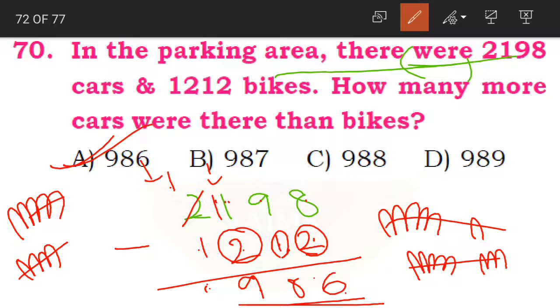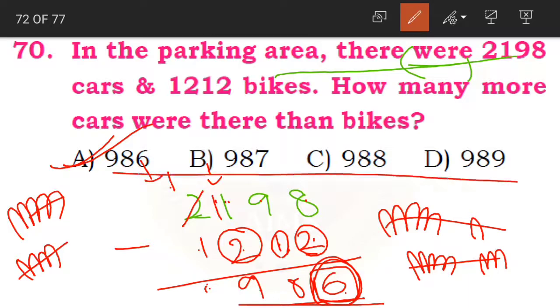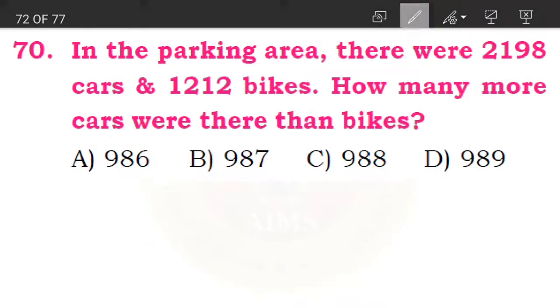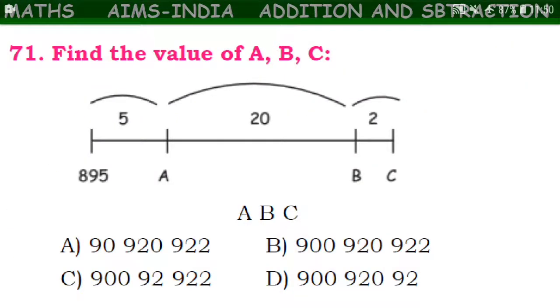Option A. See, again we need not solve the whole question here. If we solve the units place, we'll get 6 as the answer. And from the given options, only option A has 6 in the units place. So option A becomes our first correct option. Clear, children? Coming to question number 71.